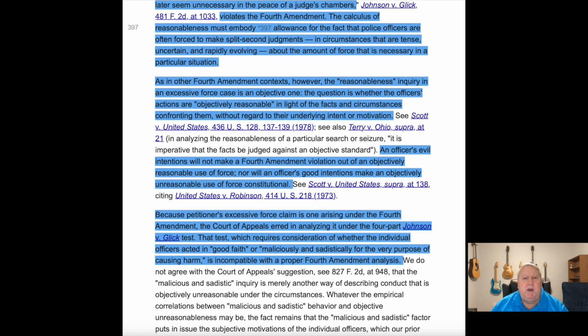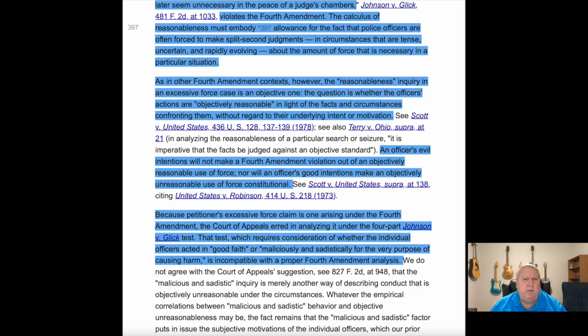As in other Fourth Amendment contexts, however, the reasonableness inquiry in an excessive force case is an objective one. The question is whether the officer's actions are objectively reasonable in light of the facts and circumstances confronting them, without regard to their underlying intent or motivation. And then another reference to Terry.